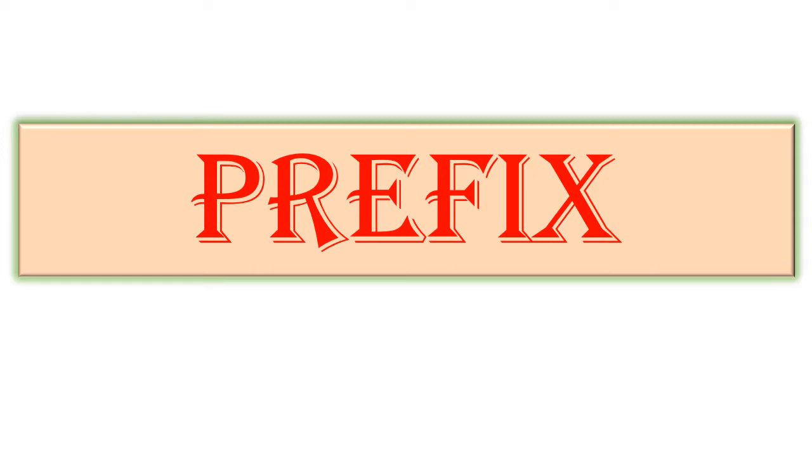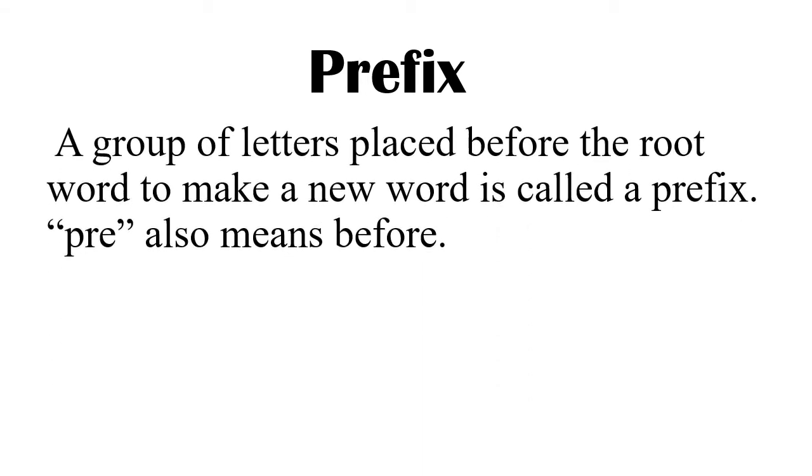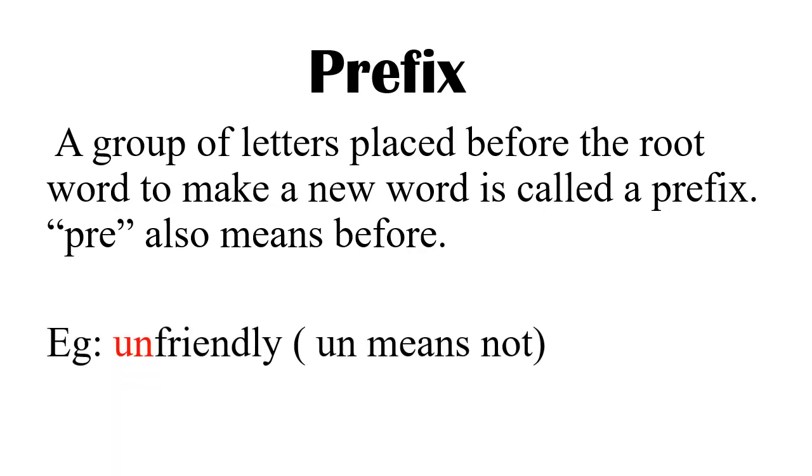In this video, we are going to learn about prefix. A group of letters placed before the root word to make a new word is called a prefix. For example, the word unfriendly consists of the prefix un, which means not, combined with the root or stem word friendly. It means not friendly.